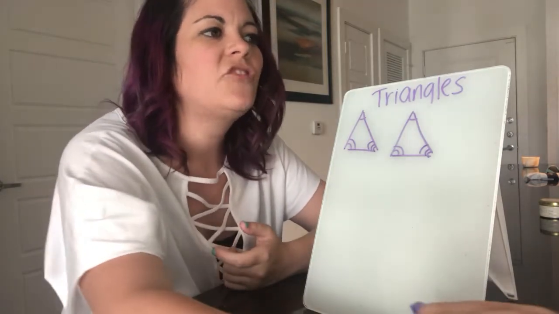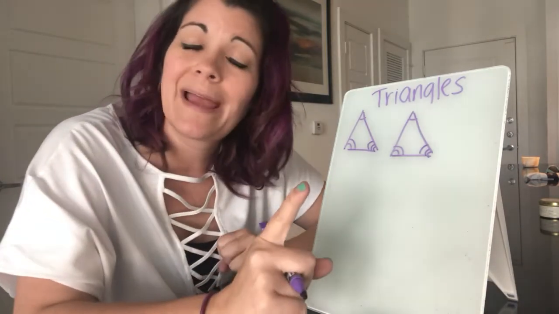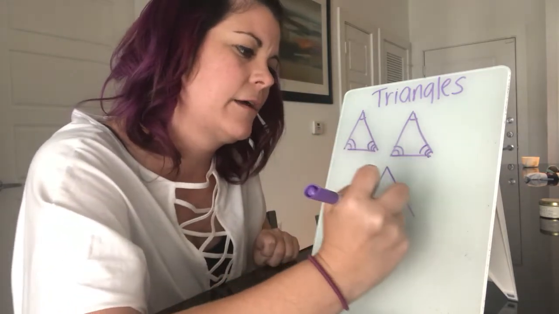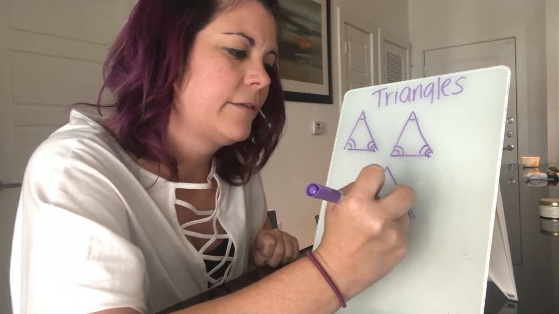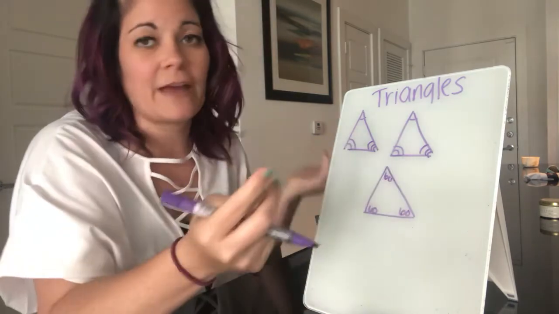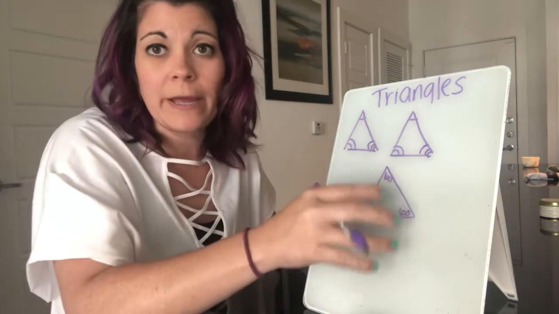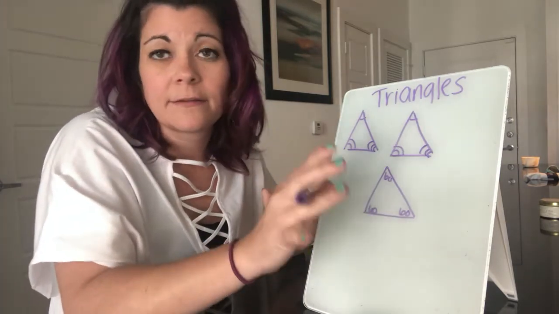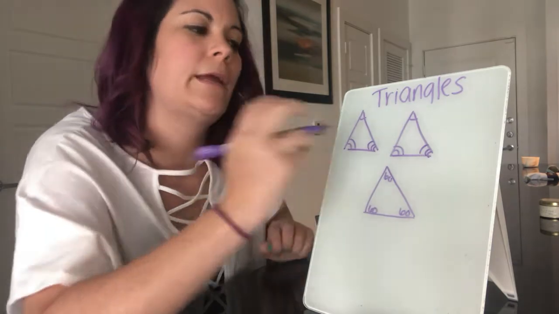Okay, each angle in an equiangular triangle is 60 degrees. And we talked about that in our other video. The reason why is because triangles have to add up to 180, and if equiangular means all angles are equal, then each has to be 60, because 60 plus 60 plus 60 is 180.